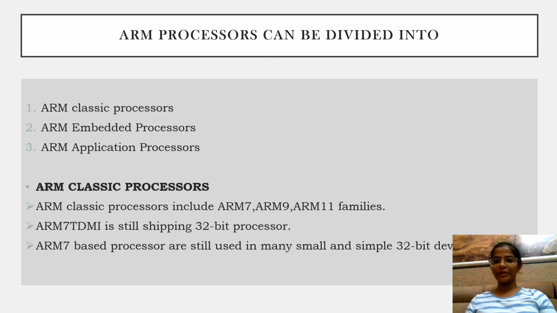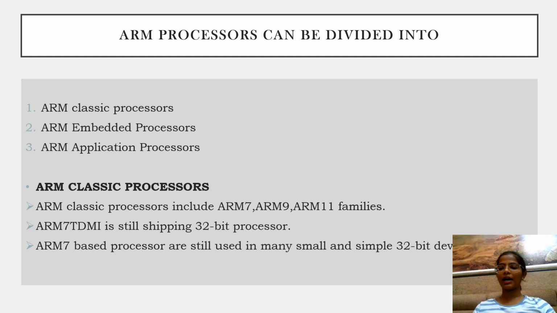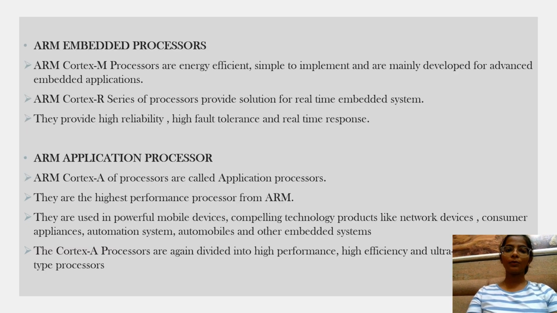ARM processors can be divided into ARM Classic Processors, ARM Embedded Processors and ARM Application Processors. ARM Classic Processors include the ARM7, ARM9 and ARM11 families. ARM7TDMI is a still-shipping 32-bit processor. ARM7-based processors are still used in many small and simple 32-bit devices. ARM Embedded Processors, the ARM Cortex-M processors, are energy efficient, simple to implement and mainly developed for advanced embedded applications.